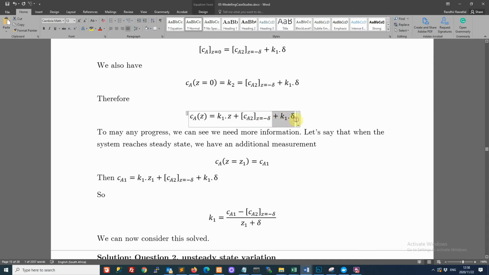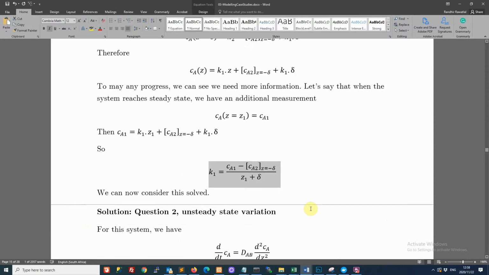And then that's there. So now we have another point, and so we can solve out for k1 here. You can see you've got k1 in these two, so you can say C_A1 minus C_A2 there, divided by, and you can group out k1 into z1 plus delta, and then divide it. So if you have one more measurement, you can find k1 like this. And actually, you can show that the true steady state is a flat line here. Anyway, we'll see that in the next variation.